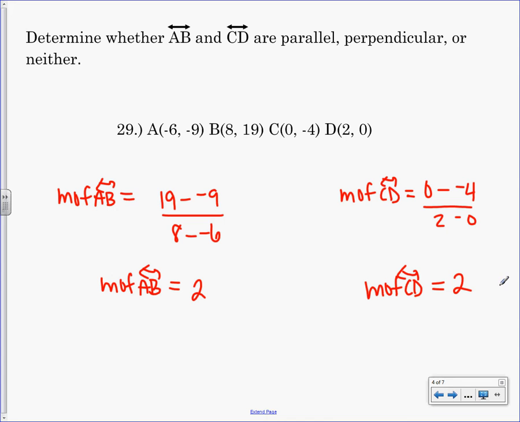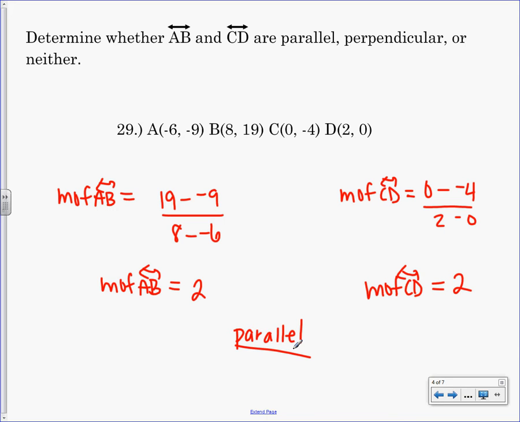What's it mean if they're both the same? Parallel. The actual question was, are they parallel, perpendicular, or neither? So just stopping here didn't really answer the question, okay? If you don't have this, it's actually wrong. You're super duper close, but you're wrong, okay?